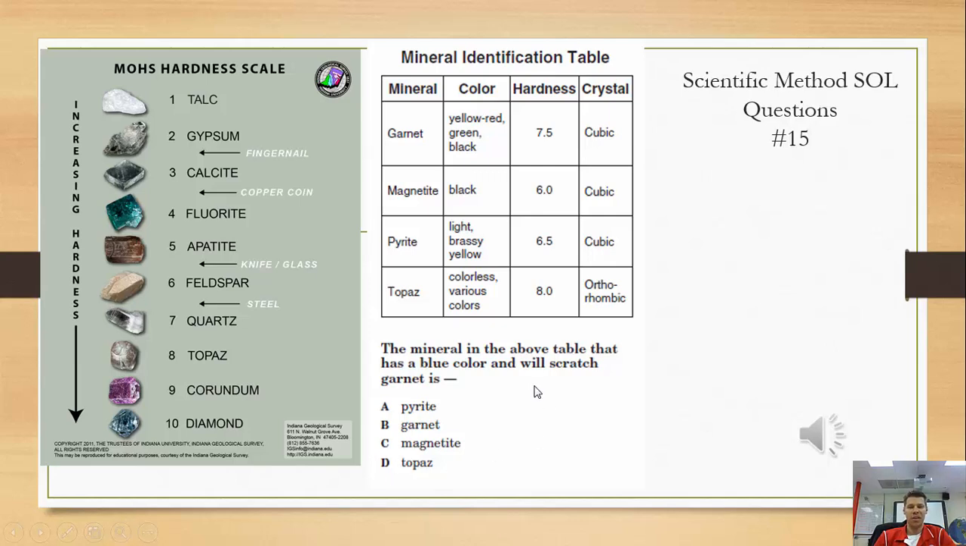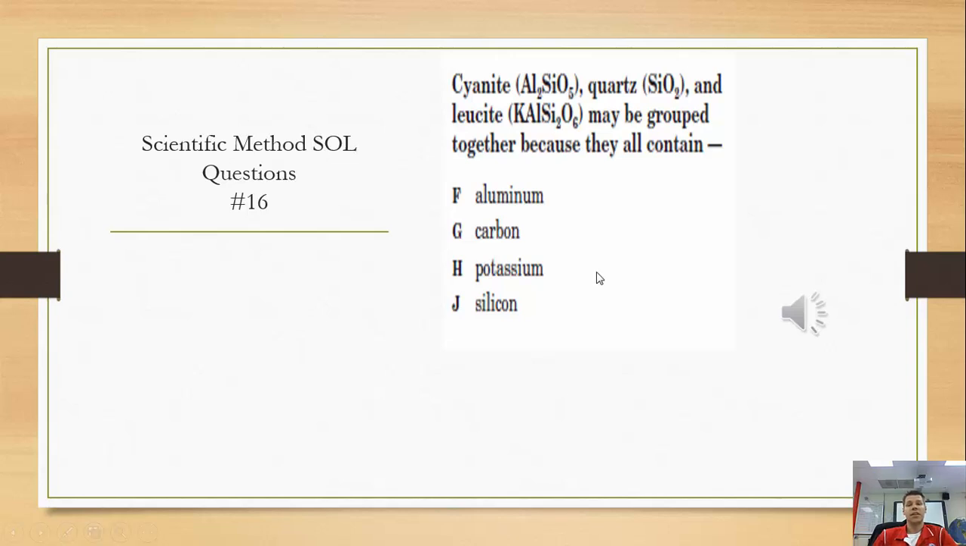But let's look at the easy way you could have gotten this right. The mineral in the above table that has a blue color. Well, garnet is yellow, red, green, and black. Magnetite is black. Pyrite, fool's gold, looks a little gold. Light brassy yellow, or a little bit gold. Topaz is colorless. Well, that's not blue. And various colors, meaning many colors. So one of those colors could be blue. So our answer is topaz, whether you looked at it the hard way or the easy way. D, topaz. This is an easy question.